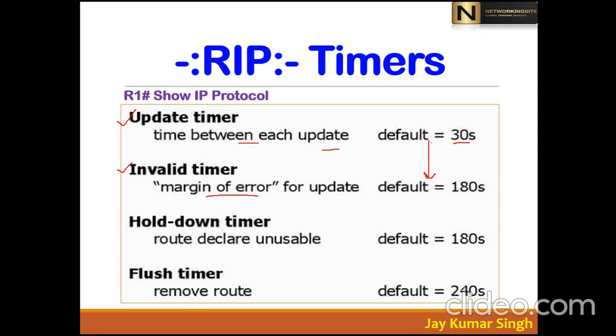And the third one is the hold down timer. What does the hold down timer mean? Suppose my neighbor has given me one network, and after sending me the first update, my neighbor is not sending me any update. I waited for 180 seconds. After 180 seconds, I will declare that the network I received from my neighbor is unreachable. Once it is unreachable, I have to inform my other neighbors also. Are you understanding?